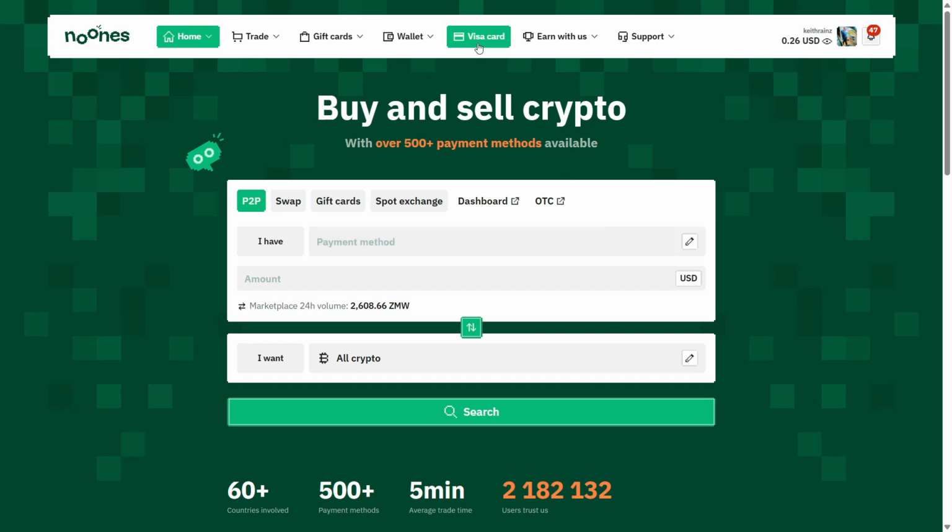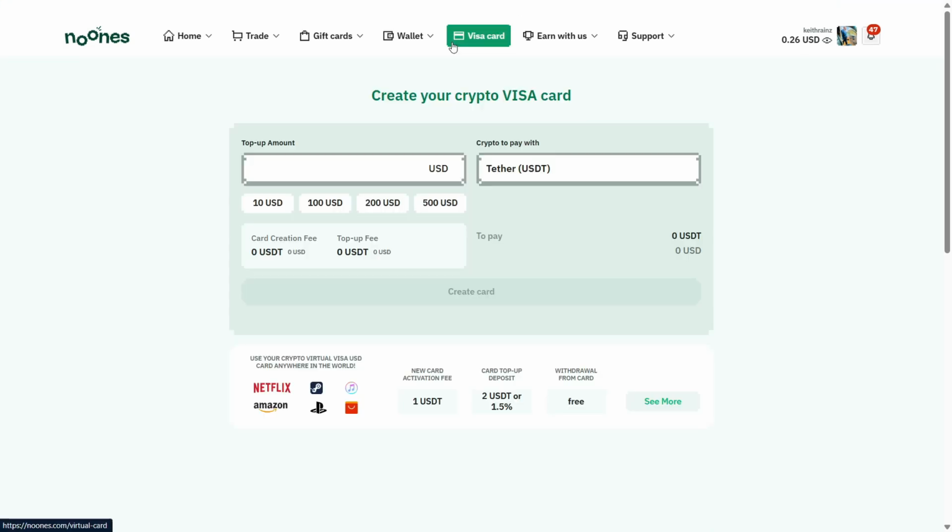So all you have to do is simply click on Visa card. And this card will work on Netflix, will work on Amazon, will work on iCloud, will work anywhere. The minimum you can deposit in this card is $10. And you can withdraw money from it for free.